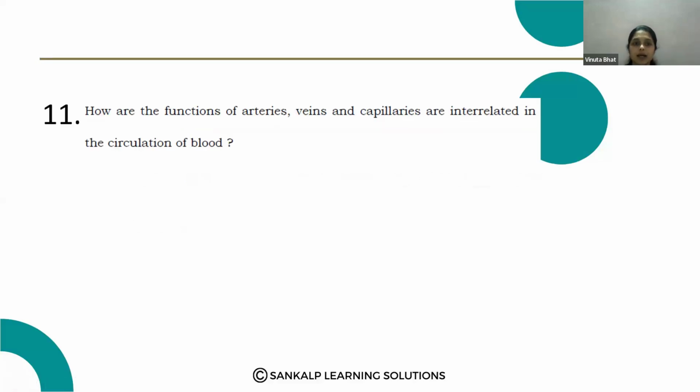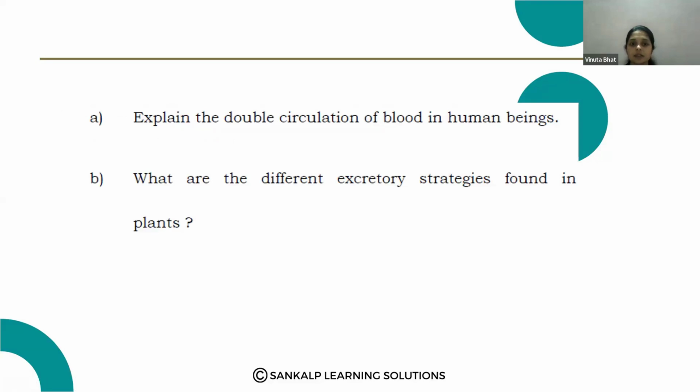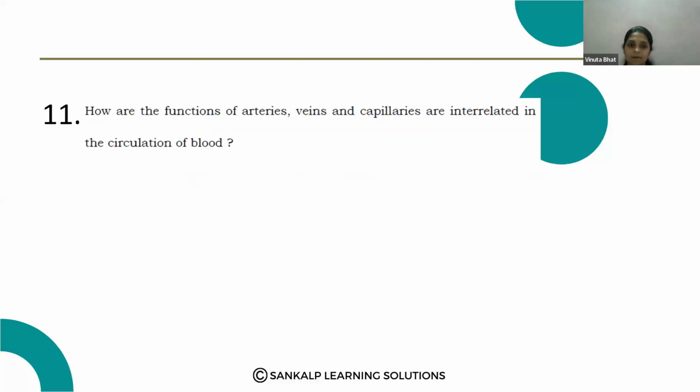Here, the plants. What are the different excretory strategies found in plants? There are different strategies, like through the stomata, through the old leaves, through old xylem in the form of resins and gums, and through the soil. So these all are the excretory strategies found in plants.